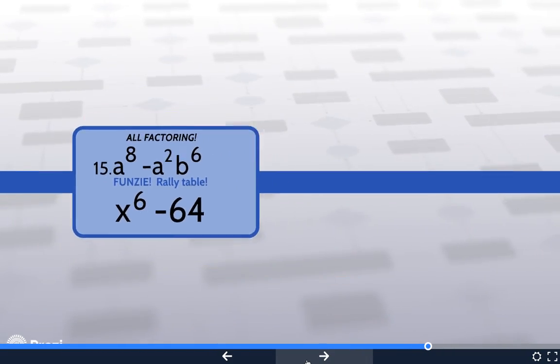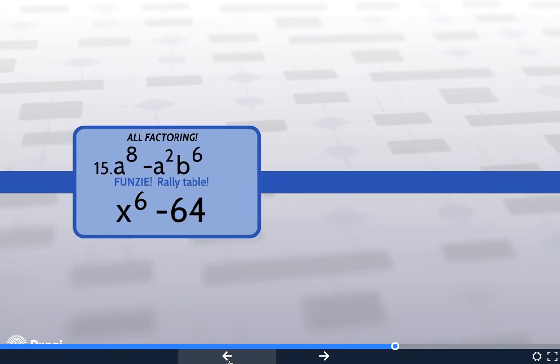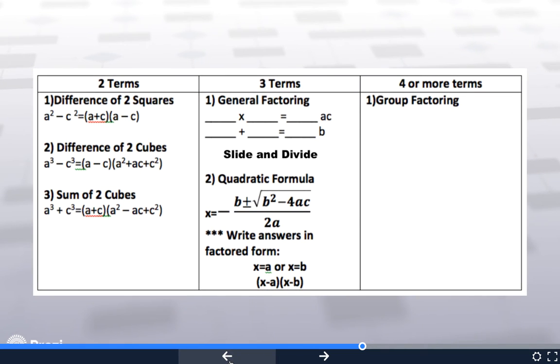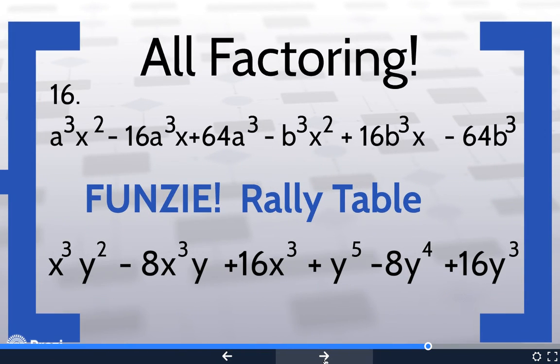Example problem 16 is also going to combine all the factoring techniques we talked about. So again, if you think about the chart, it's going to help you to decide how to start off factoring, and then you have to keep asking yourself, can I keep factoring? And you just keep factoring until you can't factor anymore. It's going to be exciting, you guys. So go ahead and pause the video and watch example problem 16.